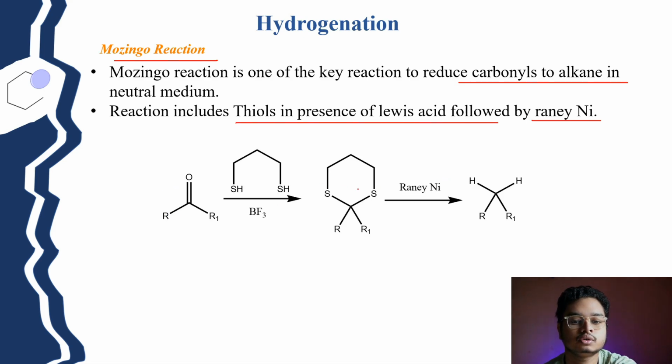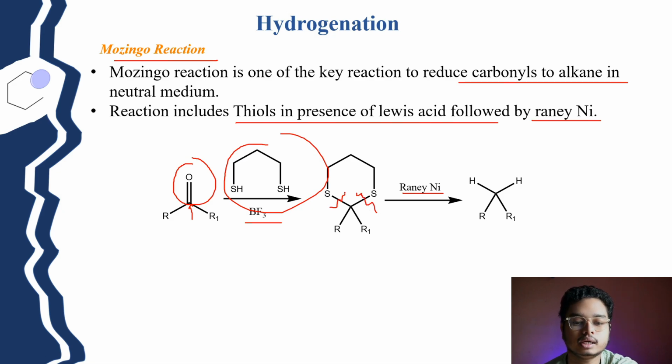alkane. The carbonyl is protected by the thiol group in presence of the Lewis acid. The Lewis acid increases the electrophilicity of the carbonyl compound, and then we get this type of protected carbonyl via thiol protection. We know that Raney nickel is known for carbon-sulfur bond cleavage. So Raney nickel cleaves these two bonds and replaces them with two hydrogens, and thus we get our corresponding alkane from the carbonyl compound. So this is the Mozingo reaction.